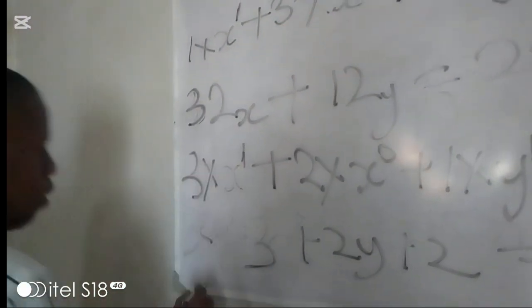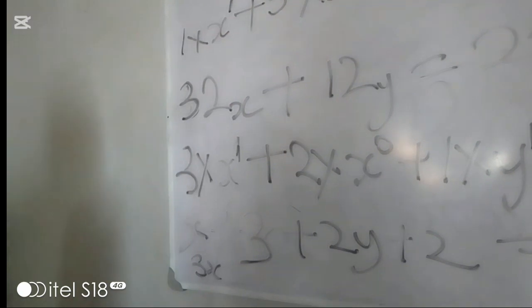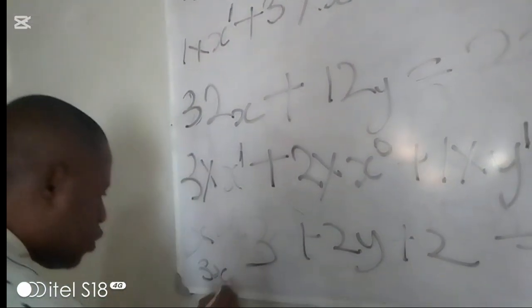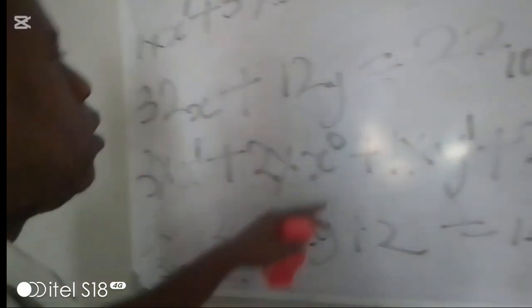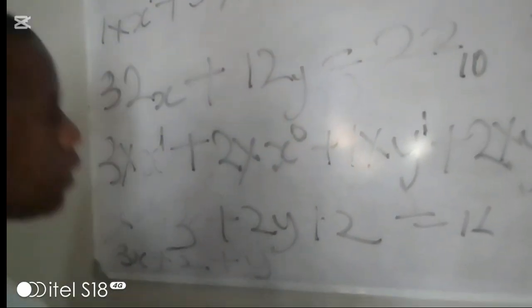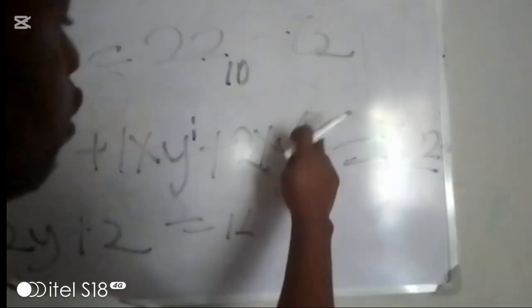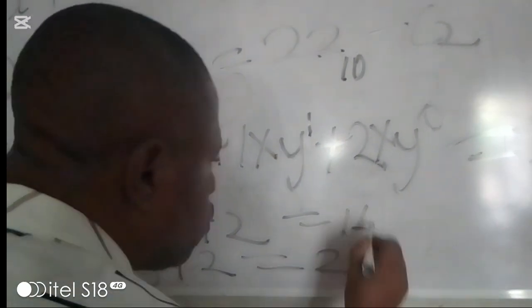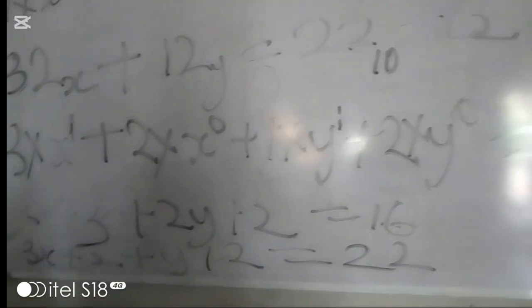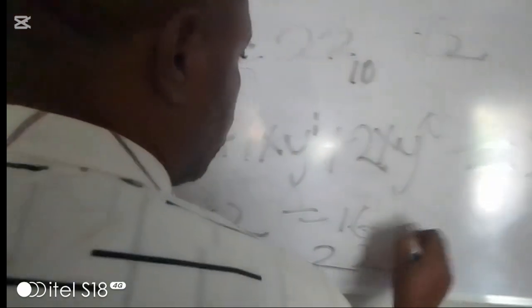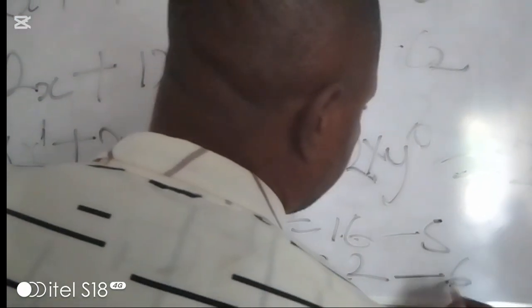Then from equation 4, 3 times x raised to power 1 is left at 3x. 2 times x raised to power 0 is left at 2 times 1, which is 2. Plus 1 times y raised to power 1 is left at y. 2 times y raised to power 0 is left at 2 times 1, which is 2, equal to what? 22. This is equation 5 and equation 6.